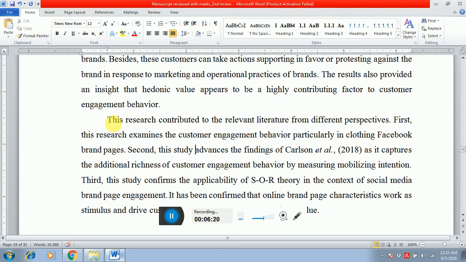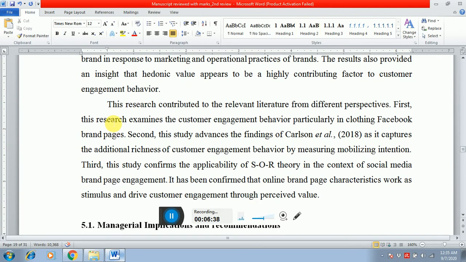Second, this study advances the findings of Carlson et al. 2018 as it captures the additional richness of customer engagement behavior by measuring mobilizing intention. Third, this study confirms the applicability of SOR theory in the context of social media brand engagement. It has been confirmed that the online brand page characteristics work as stimuli and drive customer engagement through perceived value.